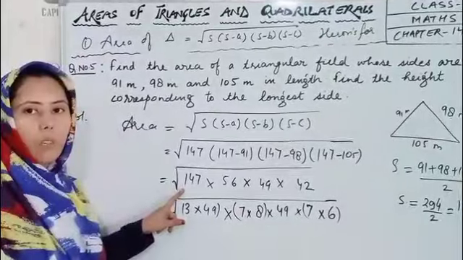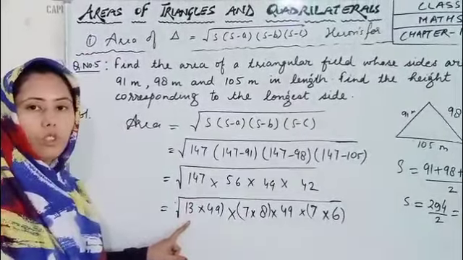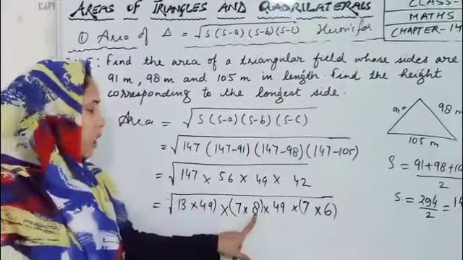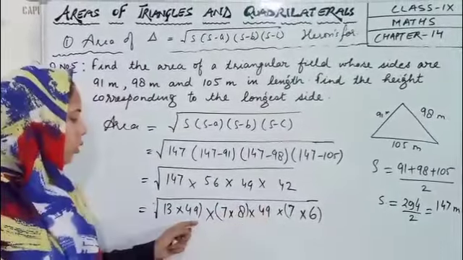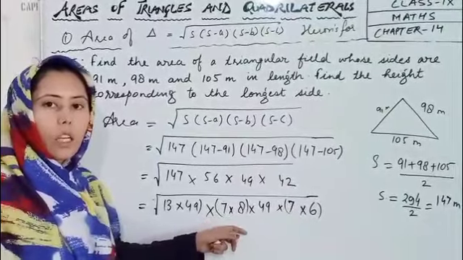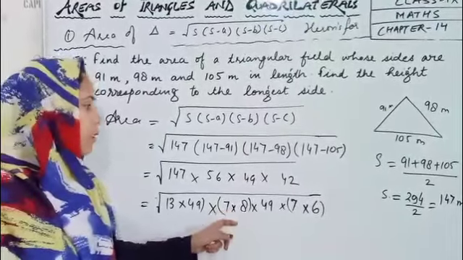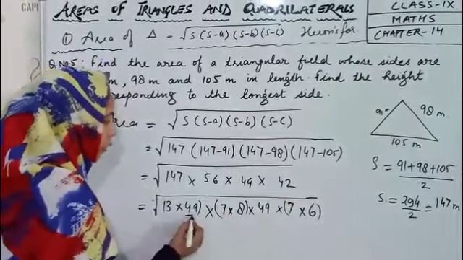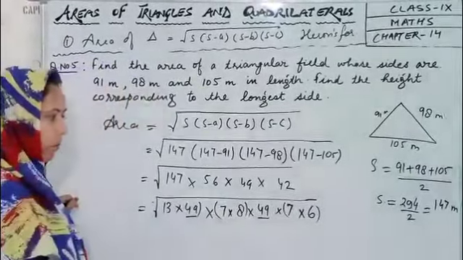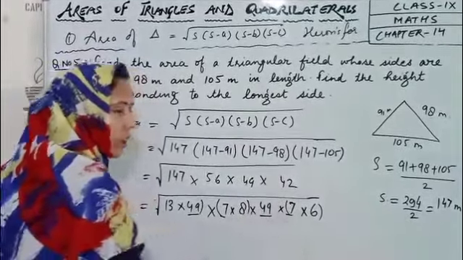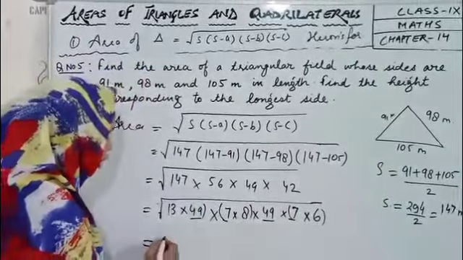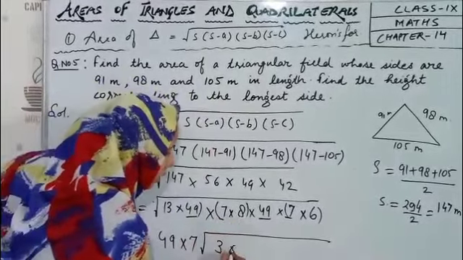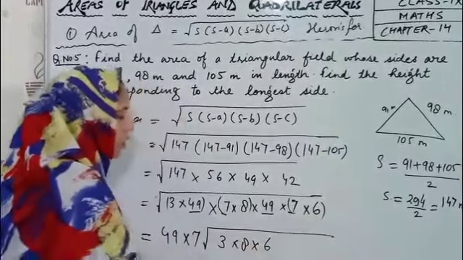And we will break 147. It will become 3 into 49. 56, 7 8s are 56. I kept 49 as it is because here we got 49. Square and square root cancel. Then 42 is 6 7s are 42. Now we have 2 into 49. Okay, and 2 7s. So square and square root cancel. So left inside are 3, 49, and 7 has gone out, into 8 into 6.